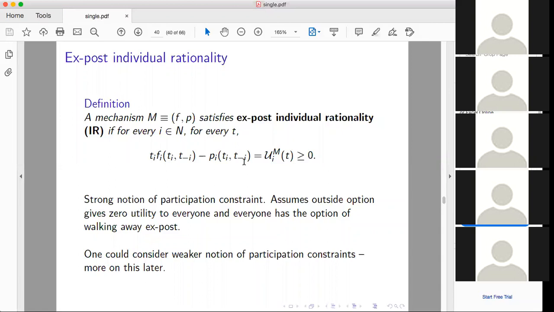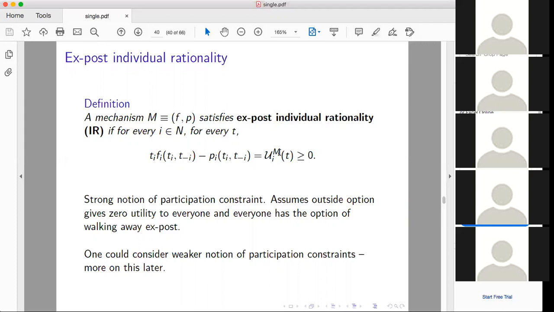So we will have it in the model what the outside option would be, if an agent decides not to participate. In that case, this participation constraint will change. But for the moment, I'm going to assume that the outside option's utility is normalized to 0, and hence the participation constraint just says that the ex post utility of every agent is greater than or equal to 0.